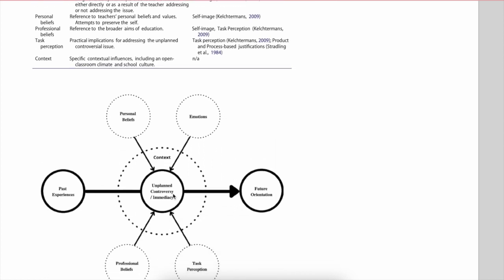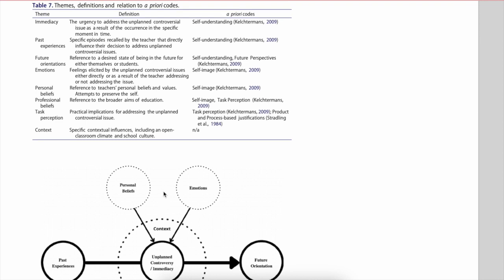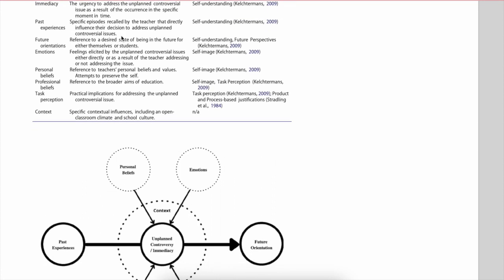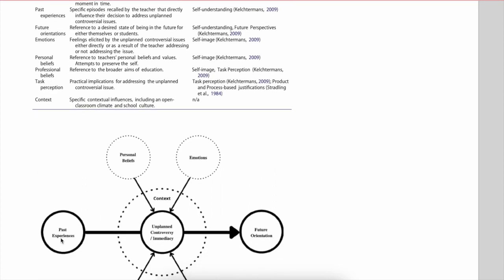But here is the core. So we have this unplanned controversy, and then we have the immediacy of the moment. So this is defined as the urgency. Like, what level of urgency is there to address this as a result of how it occurred, when it occurred? Then also core, you can see there's bolder lines here. The core is past experiences of the teacher. So specific episodes recalled by the teacher that influence whether or not they're going to do something.